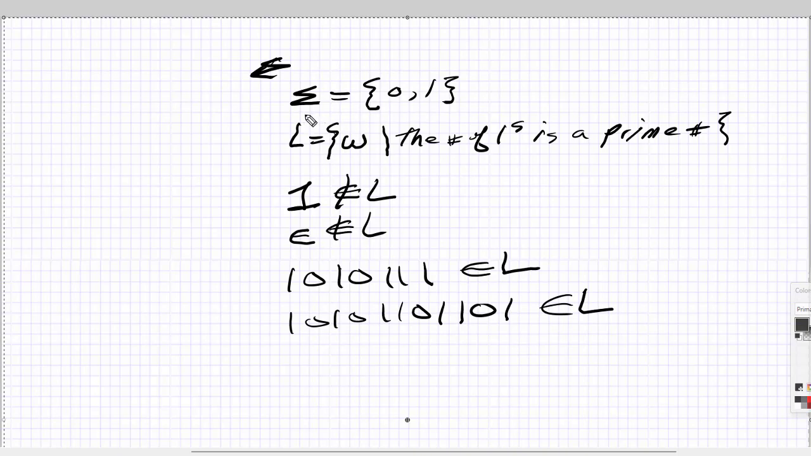If the alphabet is 0 and 1, and we're looking for the number of ones to be a prime number, then that's not, and that's not. This is yes, and this is yes. Now, what's also not? I know that you all know it now: 1, 0, 1, 1, 1, 1. That's not, because that's only 4 ones. Okay, that's not part of the language. Let's look at another example.